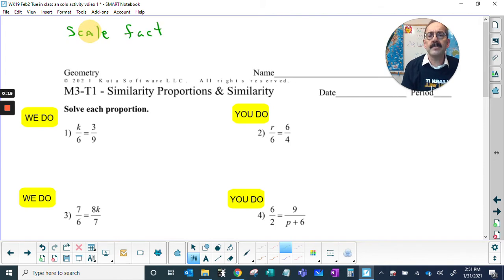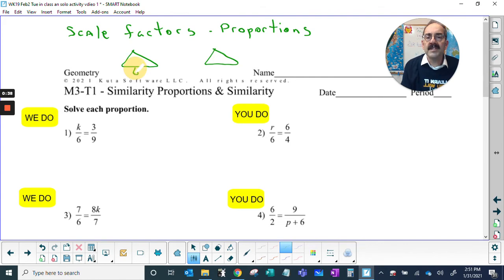Scale factors, otherwise known as proportions. All right, so in this case, let's say we had a triangle and a triangle, and we know this is size 6, this is size 9. From 6 to 9, as k goes to 3. One way to write it. So in this case, k goes to 6 as 3 goes to 9. You see how it's 3 times as big? Okay, maybe that'll help you.